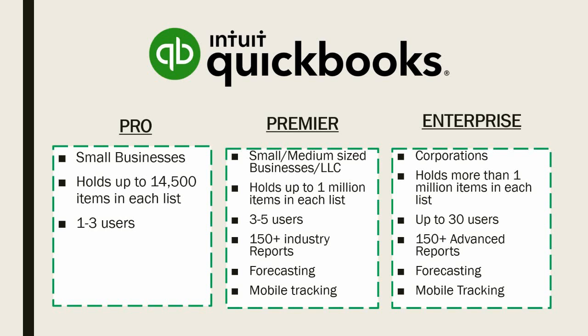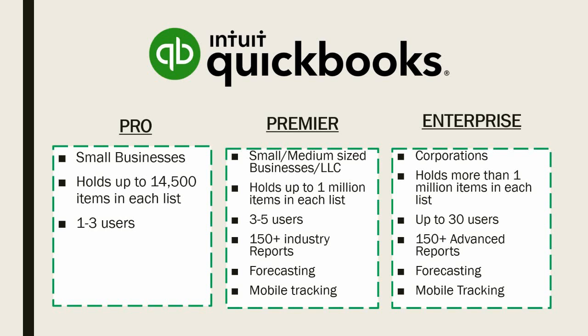For the last one, which is Enterprise, this is for more corporate standpoints, okay? This is for the larger businesses that have millions and billions and trillions of transactions, okay? So this can hold more than 1 million items in a list, okay? That means because they're a billion dollar company, they need to have as many items as possible, because they have so many clients and so many vendors that they need to have all these items available to be able to put into QuickBooks. All right, and they can have up to 30 users using QuickBooks at once.